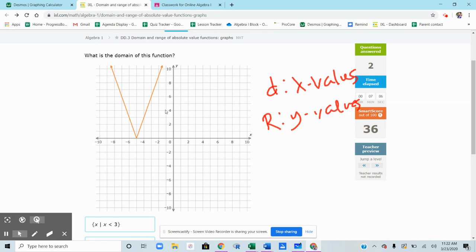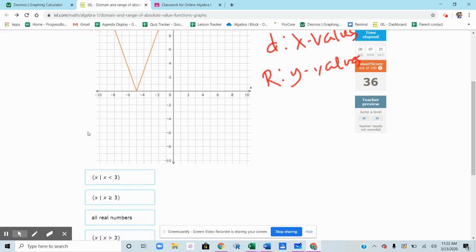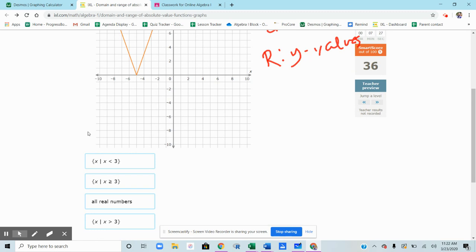And if I look, how far left and how far right does this graph go? Well, if you look up here, we've got these arrows, which means this graph is going to continue to go left and left and left forever and ever. And then I look here and it's going to go right and right forever and ever. So when I look at these options, it's going left forever and right forever. If it's going in both directions forever and ever, that means all real numbers are your domain. Every single number is your domain.